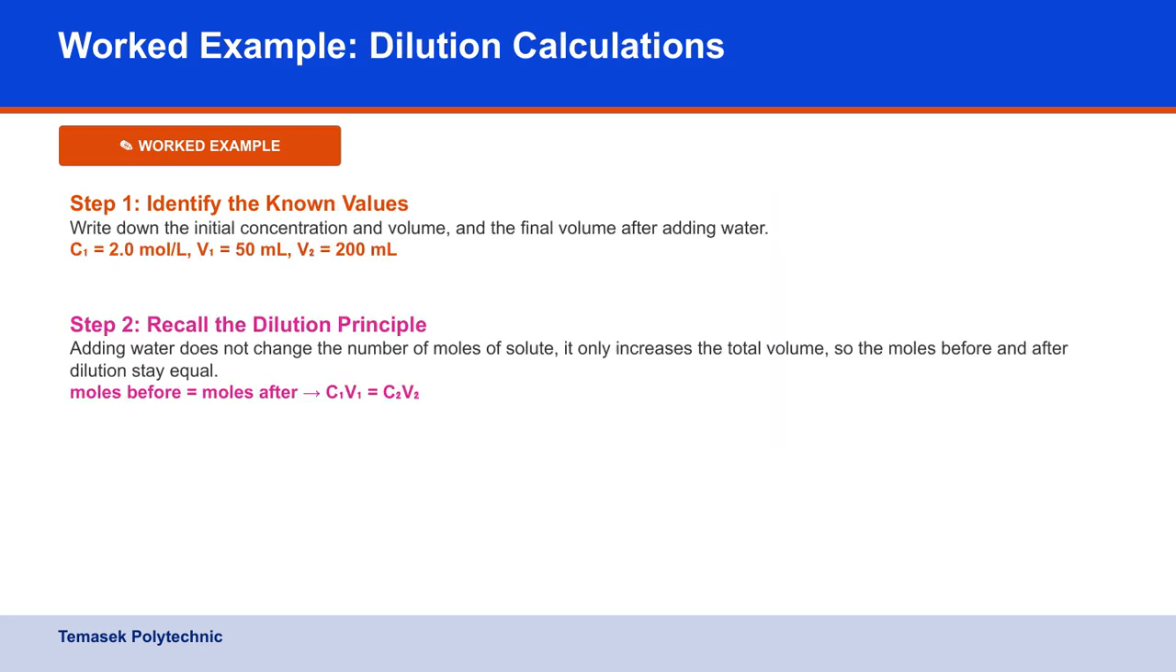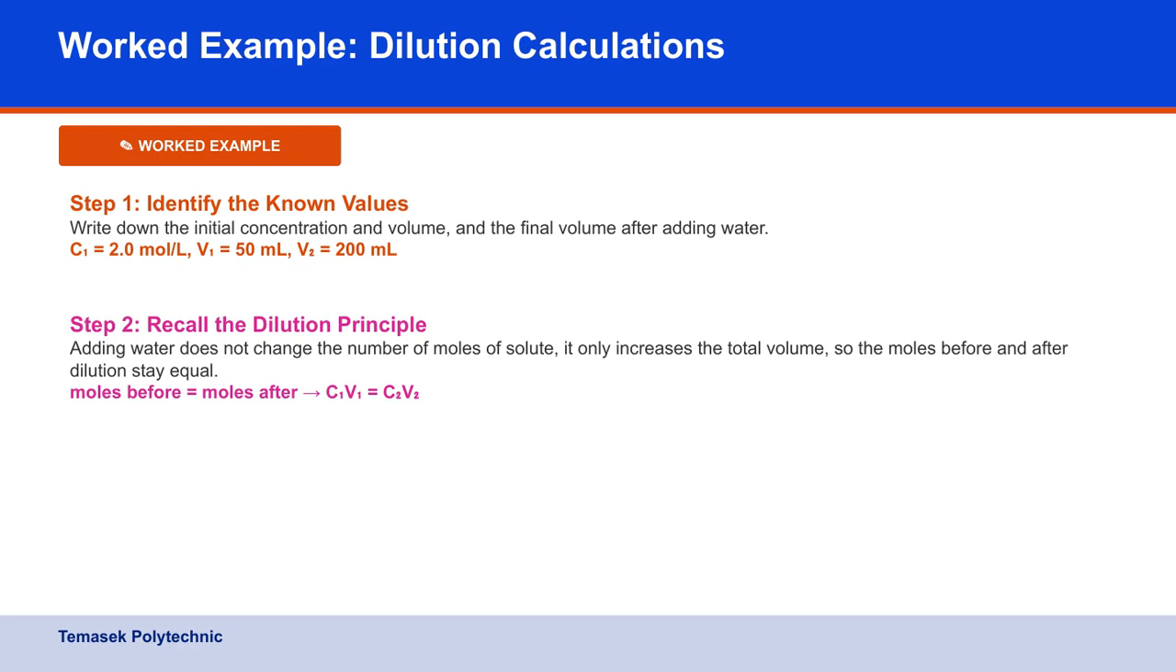Here is your chance to attempt this before I walk you through it. Pause now and see if you can figure out the final concentration on your own. All right, let us work through this together. Step 1, we identify our known values. We have an initial concentration of 2.0 moles per liter, an initial volume of 50 milliliters, and a final volume of 200 milliliters after water is added.